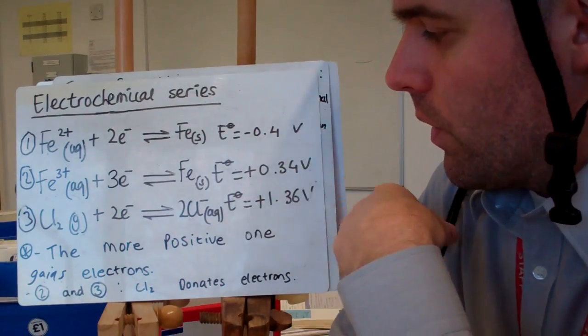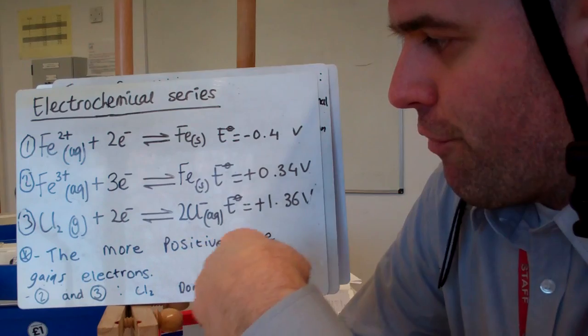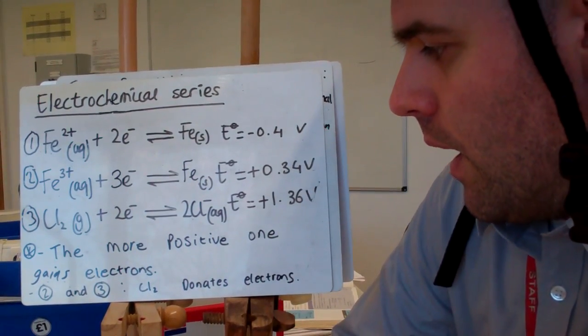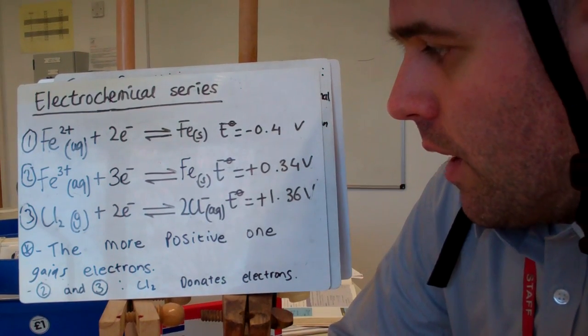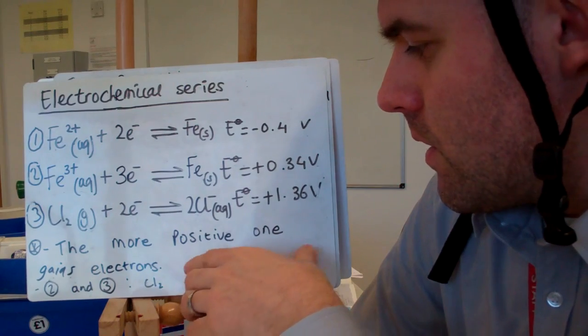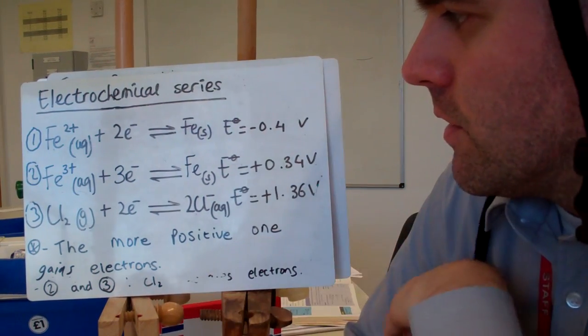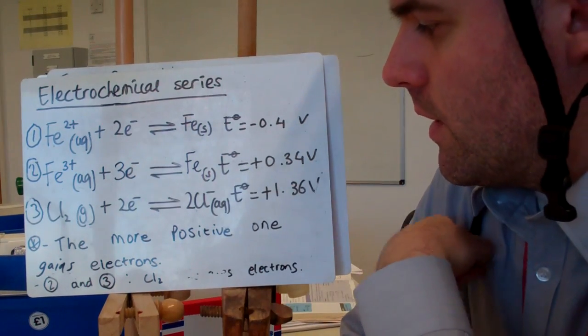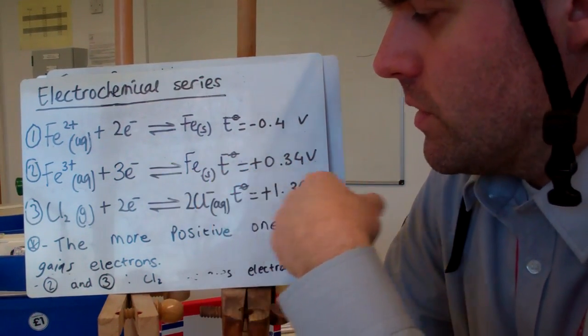reactions occur. Okay, so when we link 2 and 3 up, the more positive one is 3, so 3 will go forward and therefore gains electrons, not donates. Okay, and the other one, the ion, will go backwards and donate electrons. So the more negative one out of the two always goes backwards and donates electrons.